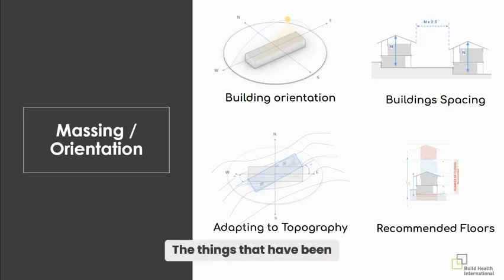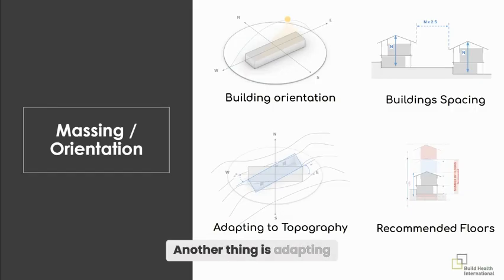What has been tested is that if you take the height of the building and multiply it by 2.5, that's a good spacing from one block to another, because that can allow better ventilation between those two blocks and can even allow natural light penetration.